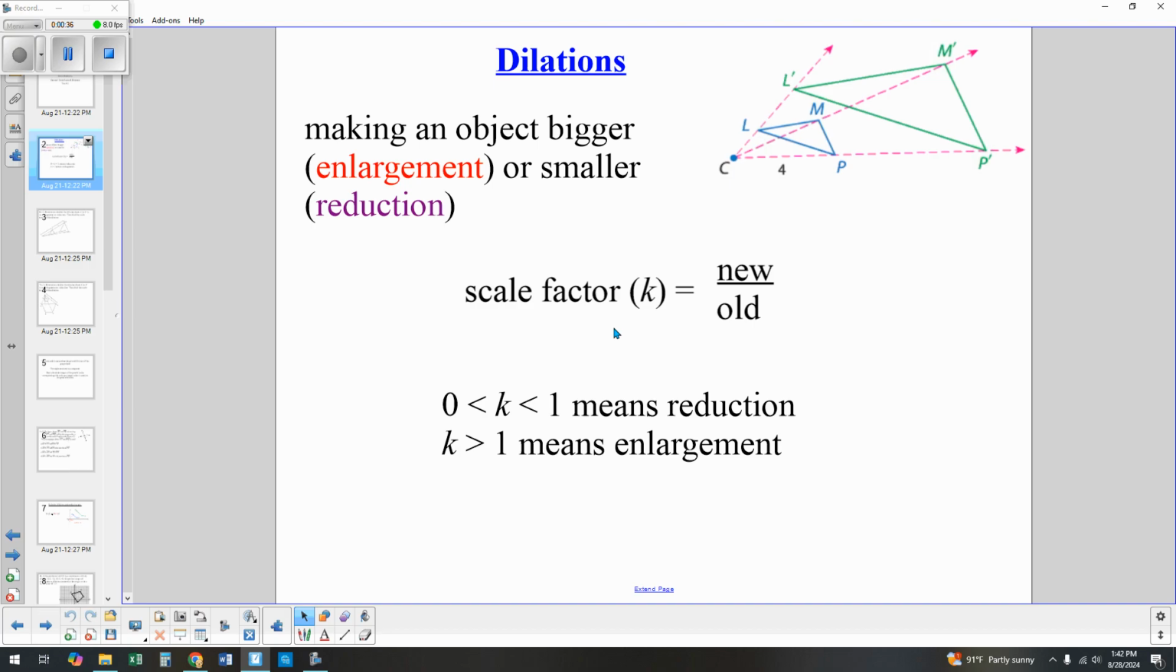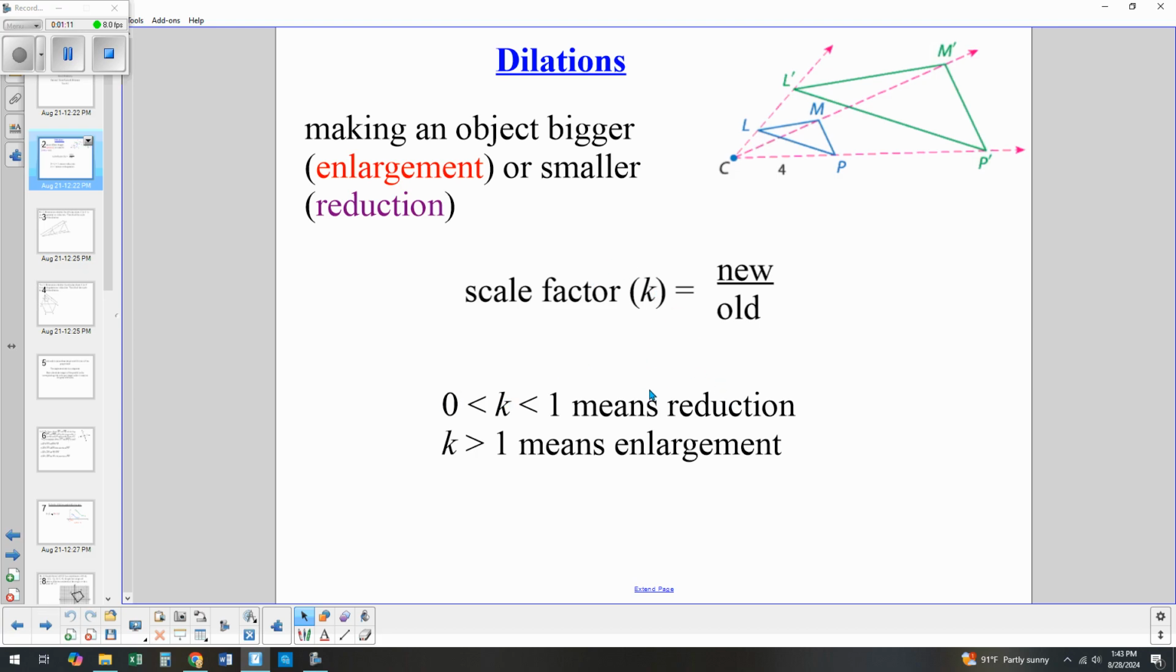The scale factor is describing how much you increased or decreased your picture by. So we're going to determine the scale factor by taking a new measurement and putting it over an old measurement. Now that can either be the actual sides of the figure, like if I knew how long LM was and how long L prime M prime is, I could use those. But I could also use the distance from what they're calling the center of dilation. So if I'm dilating about point C, C to P is a measurement, and then C to P prime would be a measurement.